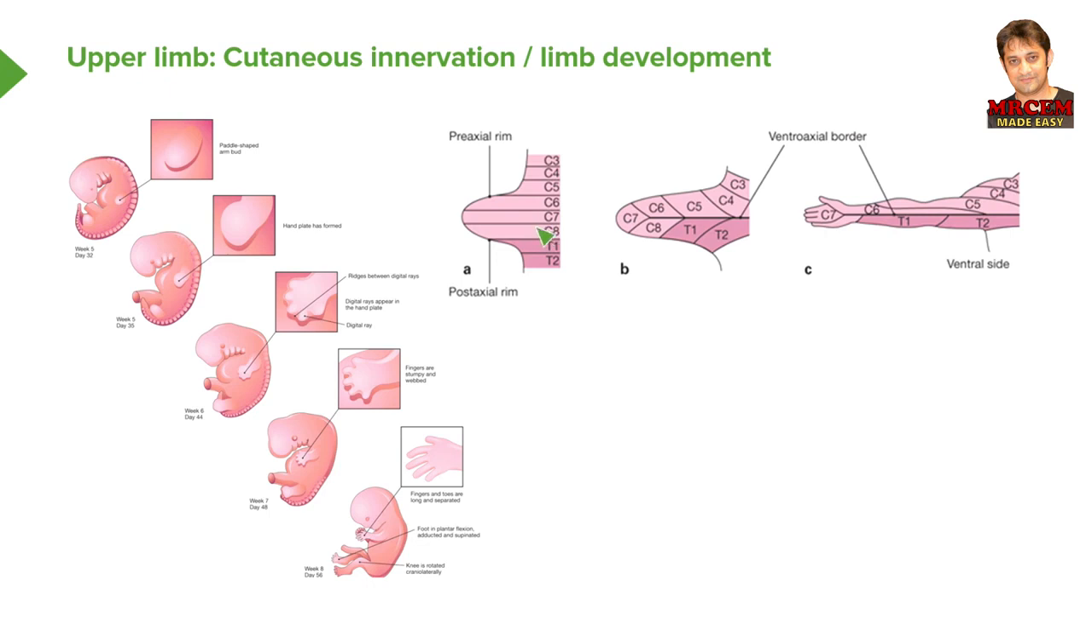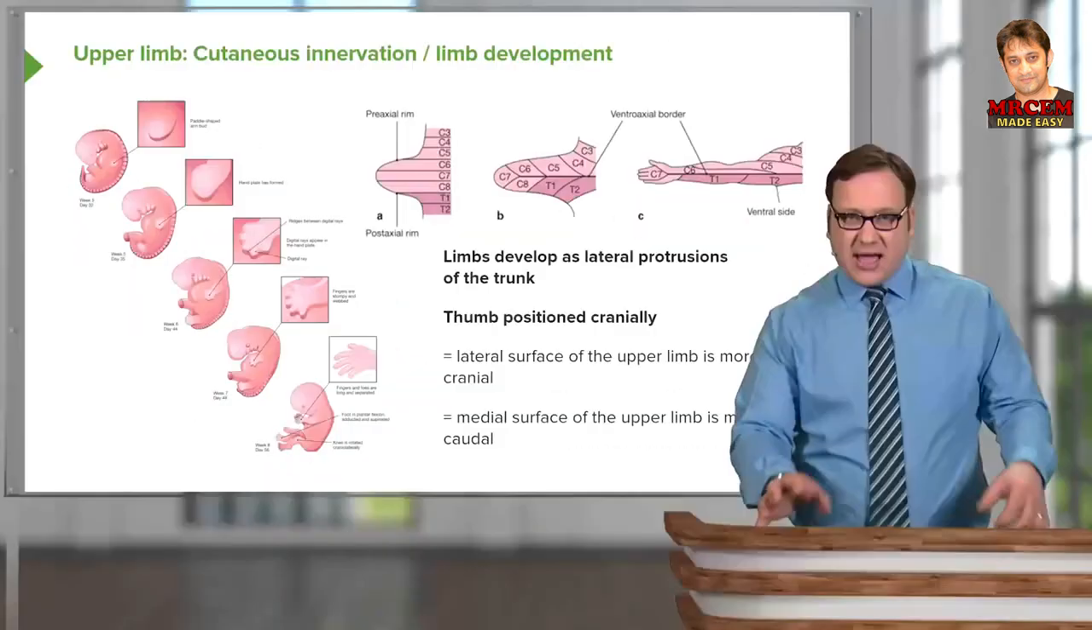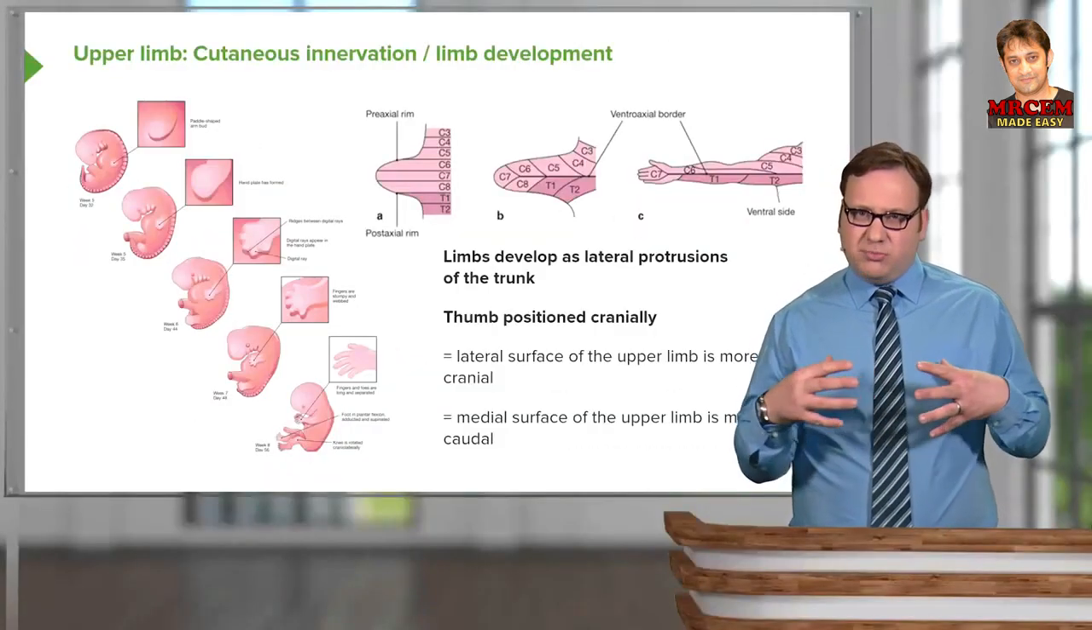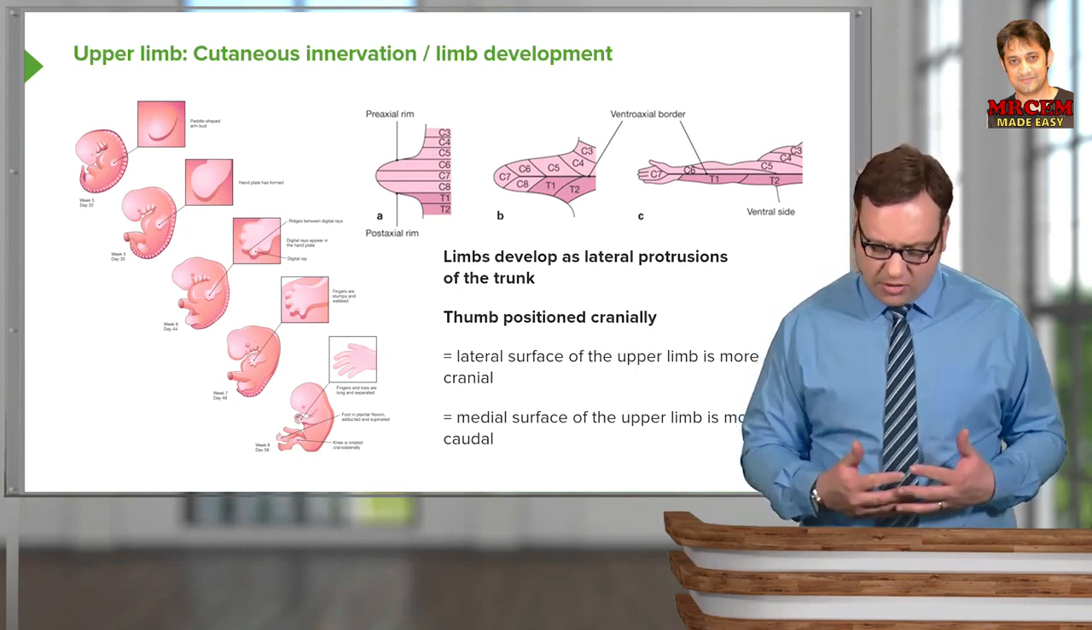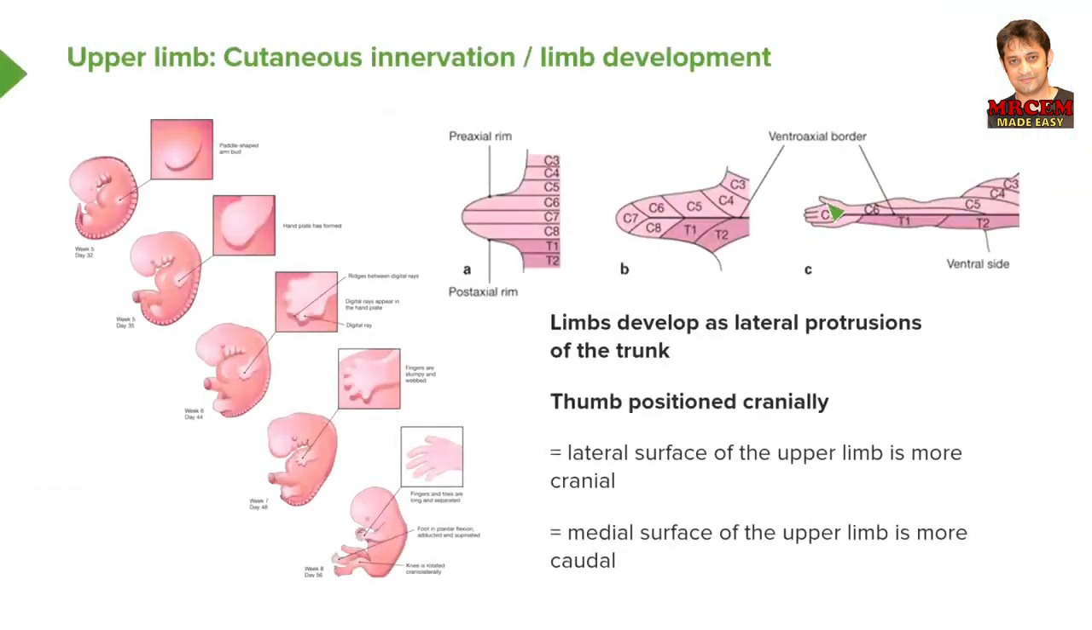And all that's going to happen is that the arm is going to develop, the forearm is then going to develop, and then the hand is going to develop. And as these structures develop, so they take with them their spinal cord segment innervation. So we can see that as the limb bud develops from these lateral protrusions, we have a very predictable arrangement of the dermatomes. We can see that the thumb, positioned cranially here, pointing up towards the head region, is forming the lateral surface, and then the upper limb's medial surface down here is more caudal.